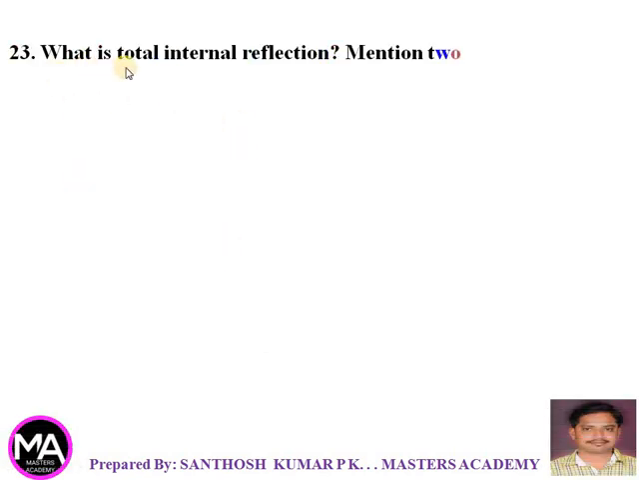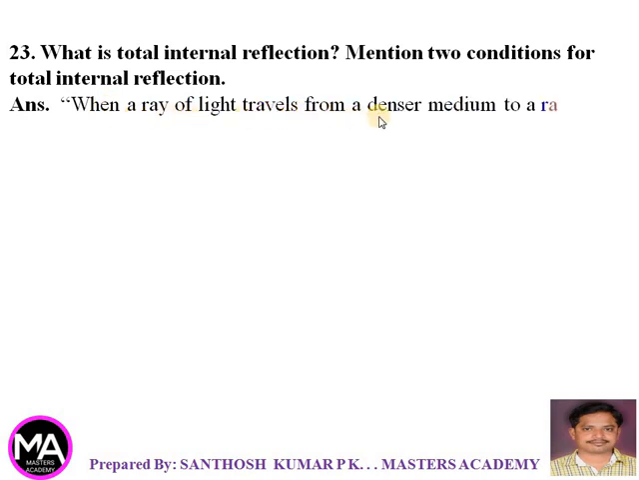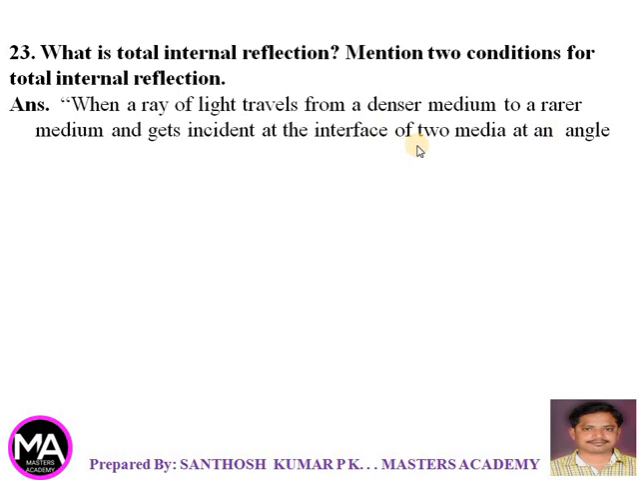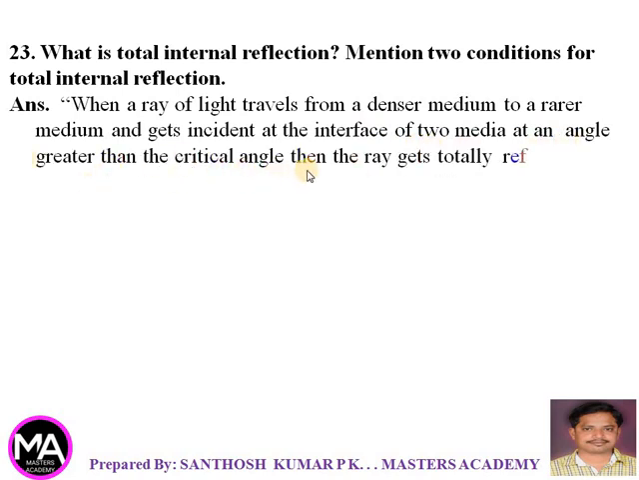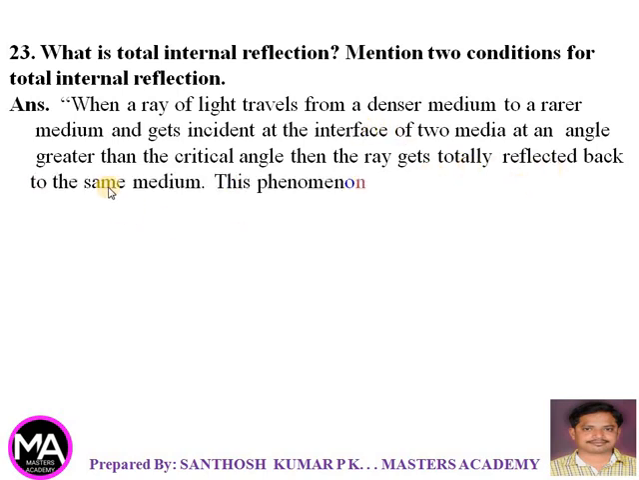Next question. What is total internal reflection? Mention two conditions for total internal reflection. Answer. When a ray of light travels from a denser medium to a rarer medium and gets incident at the interface of two media at an angle greater than the critical angle, then the ray gets totally reflected back to the same medium. This phenomenon is called total internal reflection.